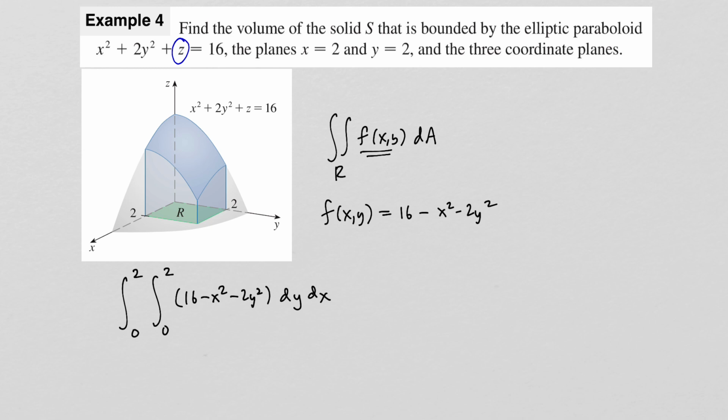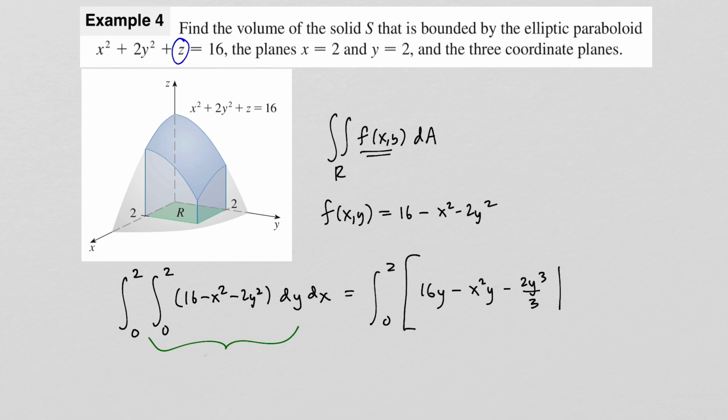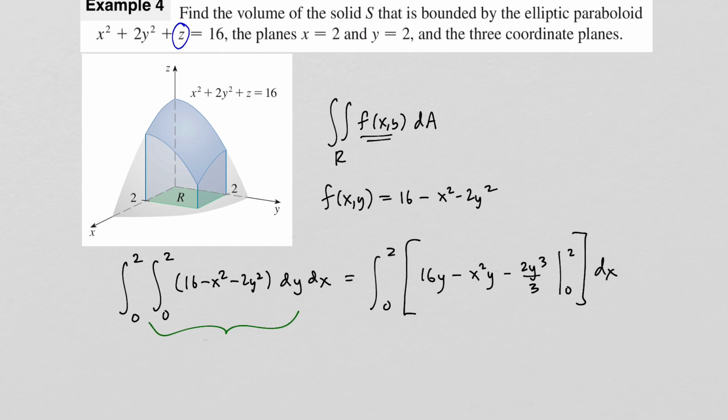Now in this case, it doesn't really matter which one you put first or second because these are the same. But I'm going to choose to integrate with respect to y first. I don't think it makes much of a difference here. This will be equal to the integral from 0 to 2. Now let's integrate with respect to y. So the integral of 16 is 16y. The integral of x squared is x squared y. And the integral of 2y squared is 2y cubed divided by 3. And we're going from 0 to 2, and then dx after that.